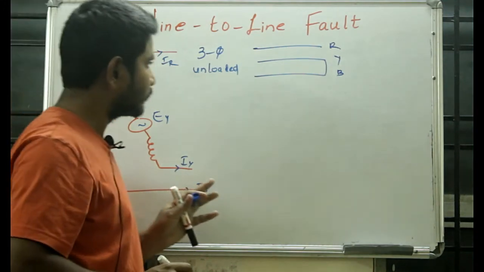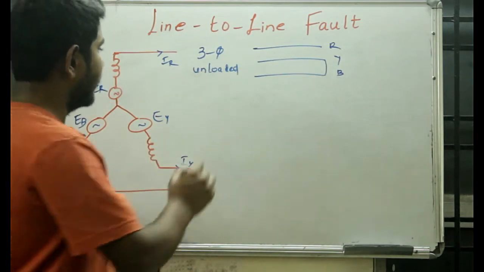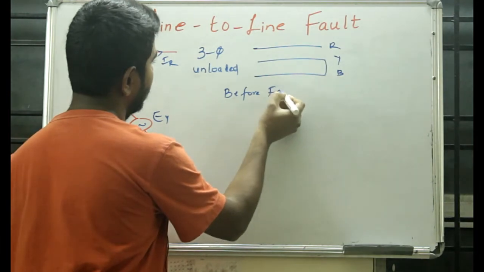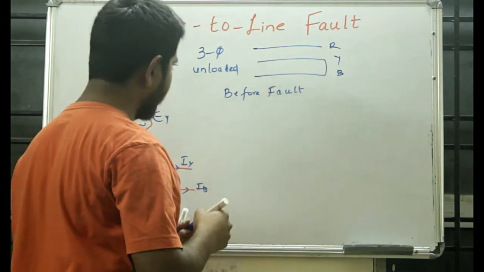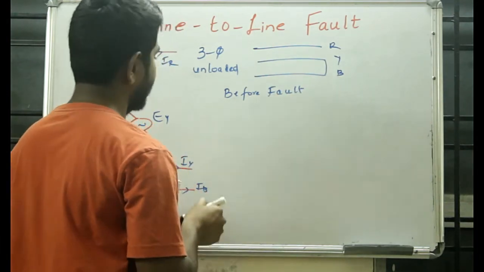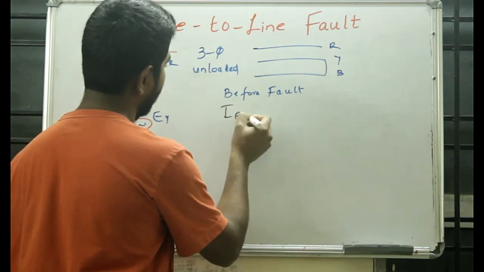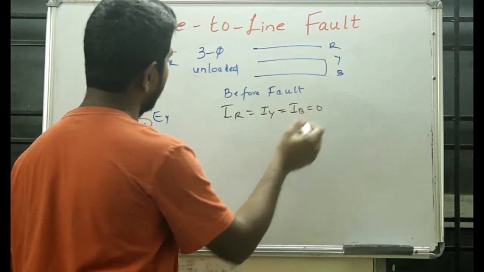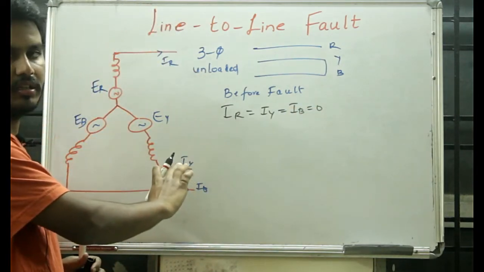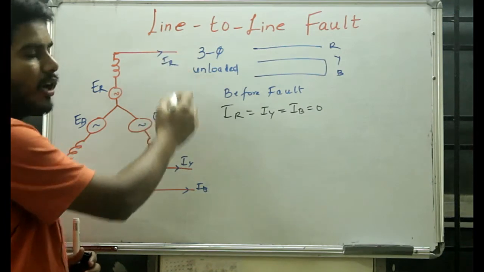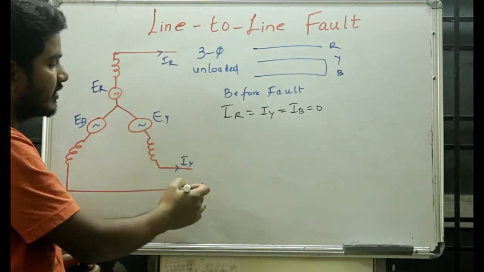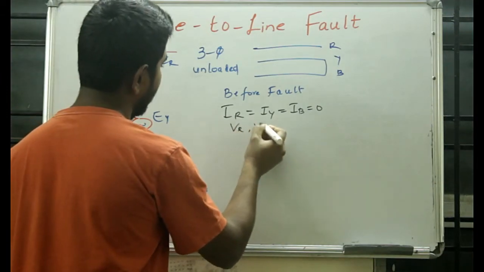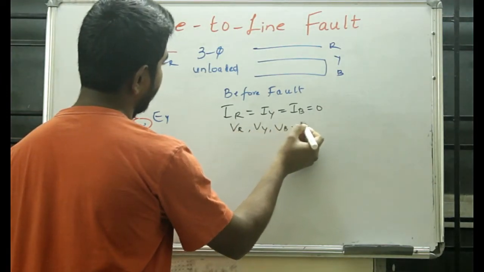Now let us see the conditions before the fault has occurred. What about the currents and voltages? We have IR equal to IY equal to IB equal to 0, because this is unloaded. There will be no currents flowing in the R, Y, B phases because the alternator is unloaded, and the voltages VR, VY, VB remain balanced.